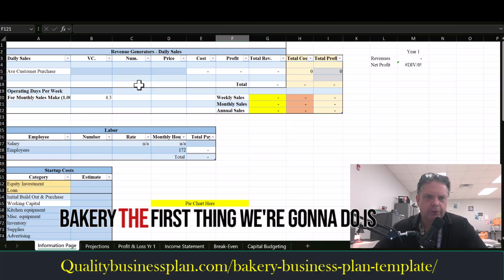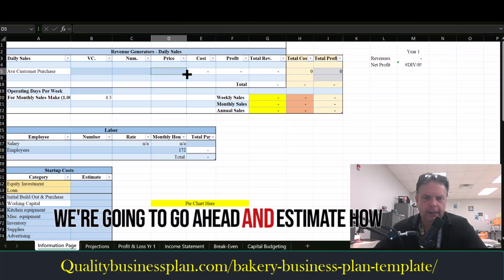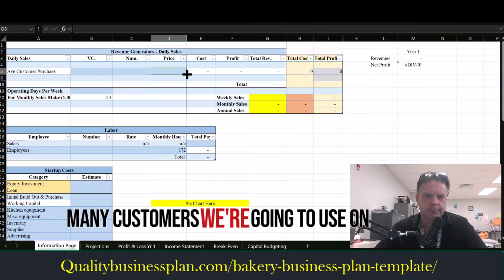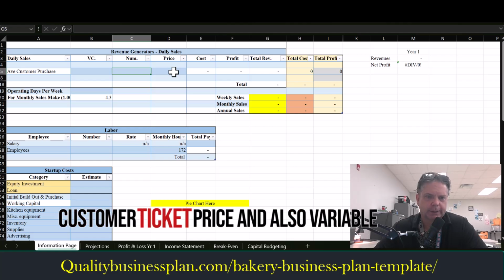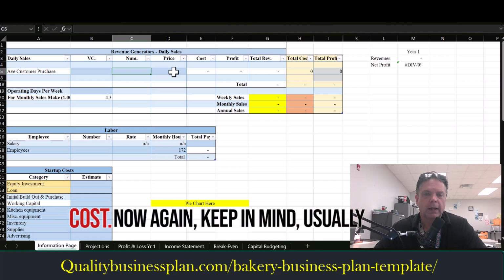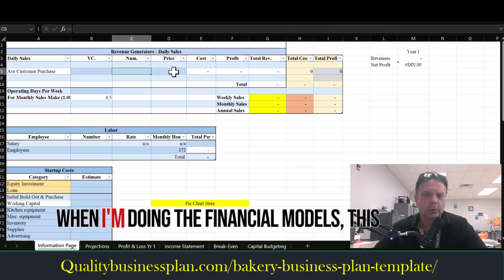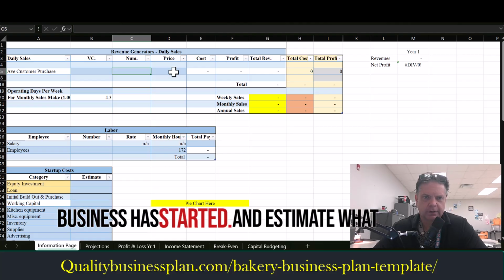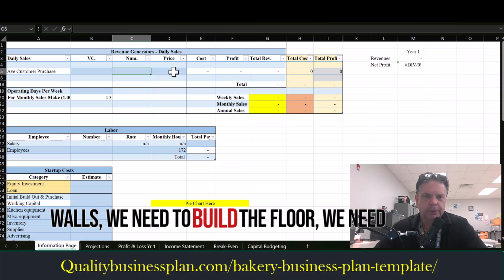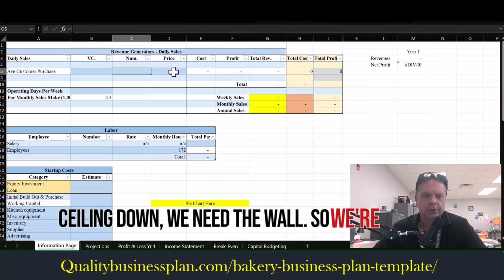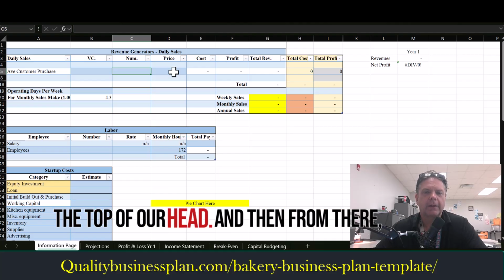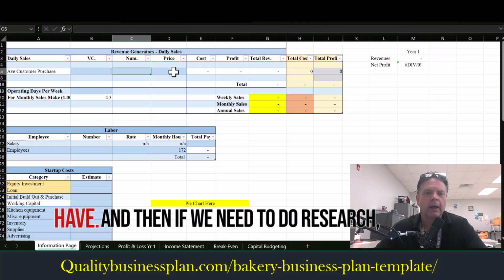All right, so for a bakery, the first thing we're going to do is estimate how many customers we're going to service in a day, the average customer ticket price, and also variable costs. Now, keep in mind, usually when I'm doing the financial models, this business has not started, so we're using estimates. What we need to do is build the walls, put the floor down, and put the ceiling down. So we're just going to put some numbers right off the top of our head, and then from there we're going to take a look at what we have, and if we need to do research, that's done later on.